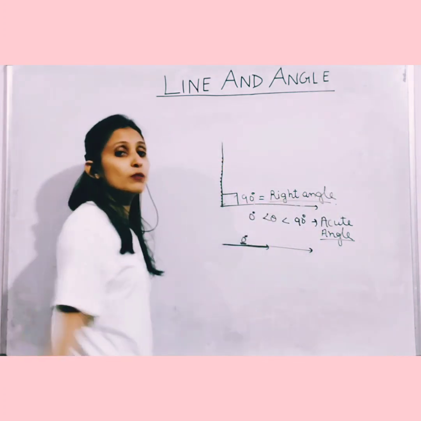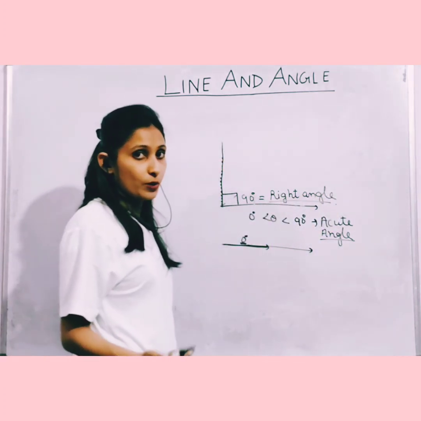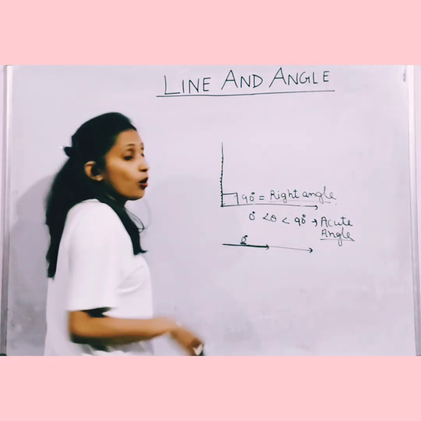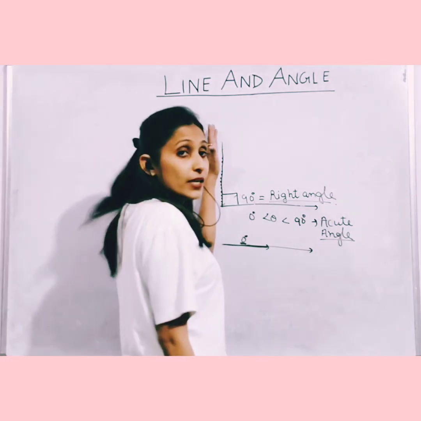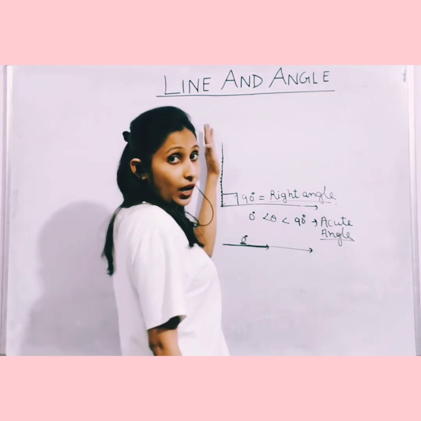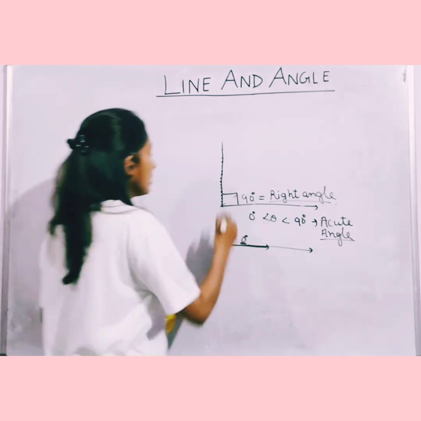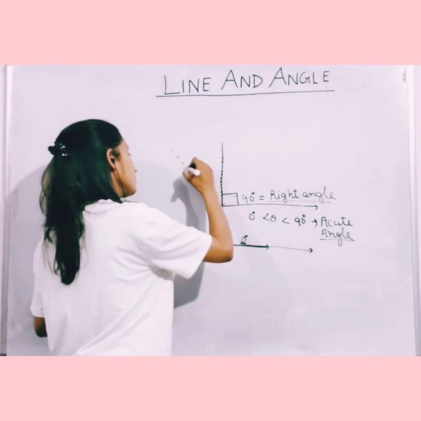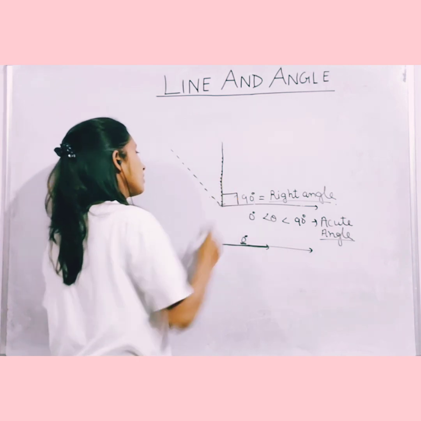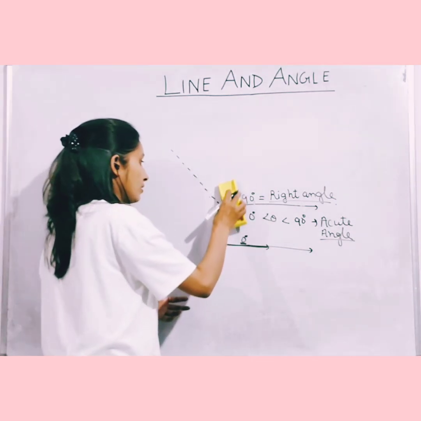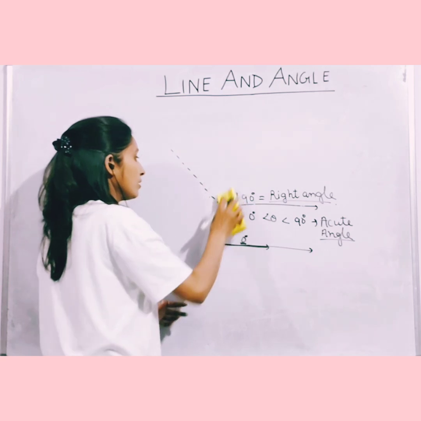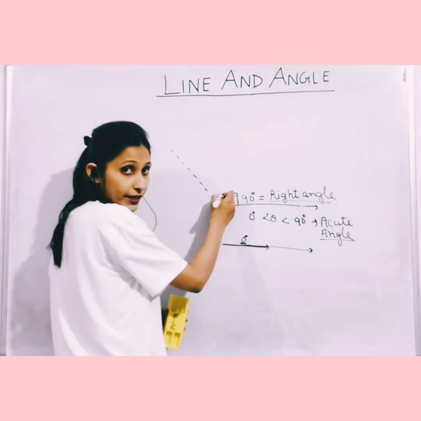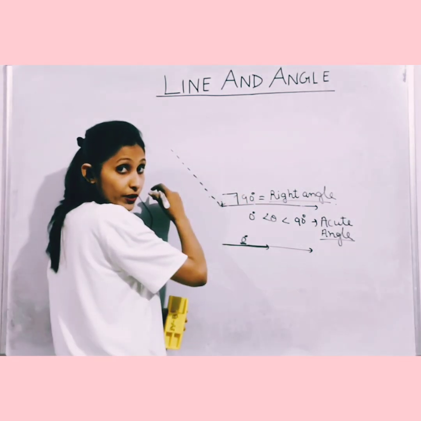You might have heard about right angle in the Pythagoras theorem as well, right? Now, how about I move this terminal arm further? I am going to move this terminal arm further like this, and I am erasing this one. So, what I have done? Till here we have 90 degree and we have to move a little more.